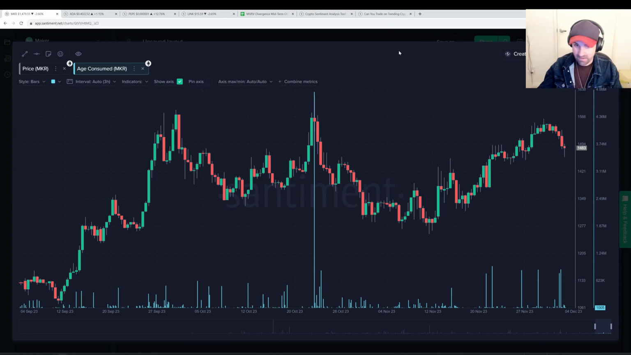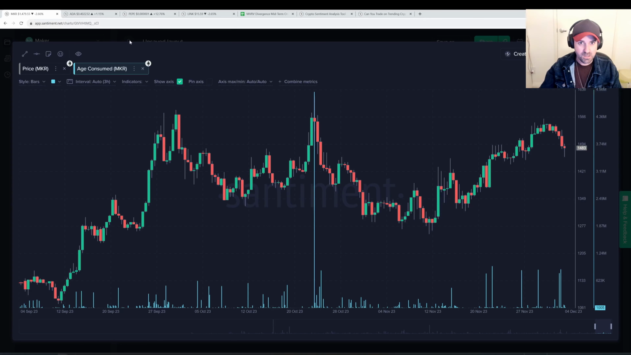And assuming you have a Sandbase Pro membership or a trial, I encourage you to check it out. Look at some of your favorite assets. Obviously, the ones you're investing in are the ones you're going to have the most interest in. But if you just explore some of the age consumed spikes over the past year, you'll see plenty of examples just like this.